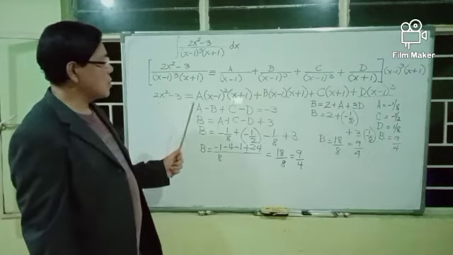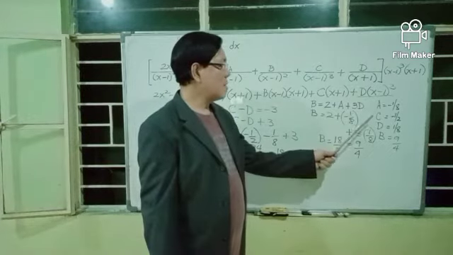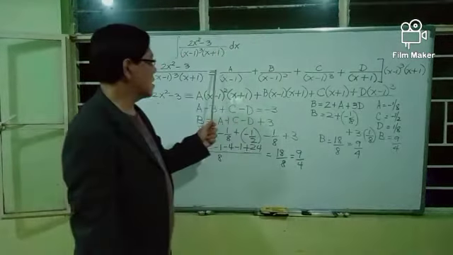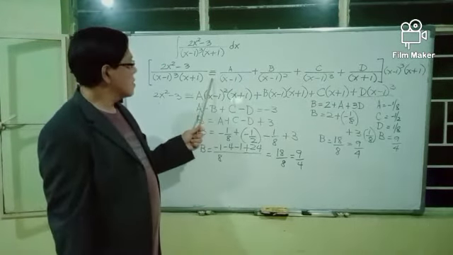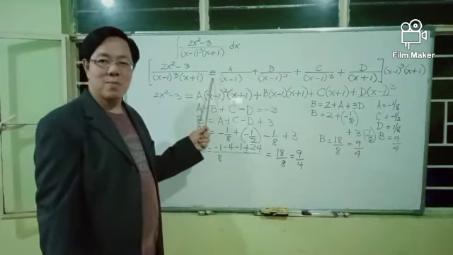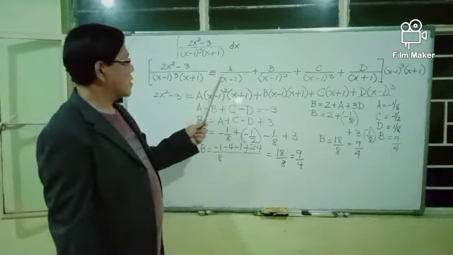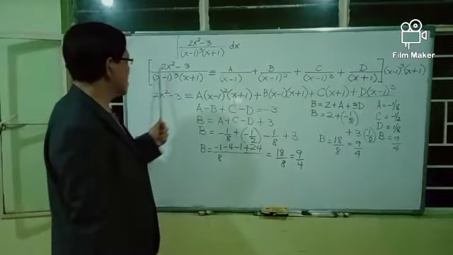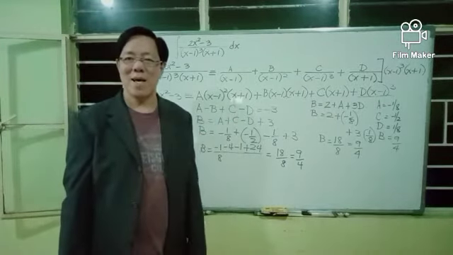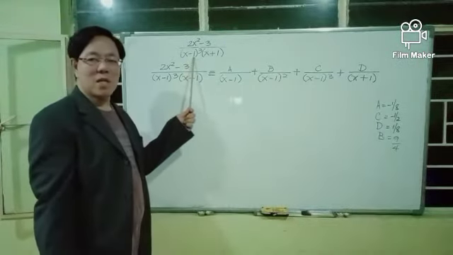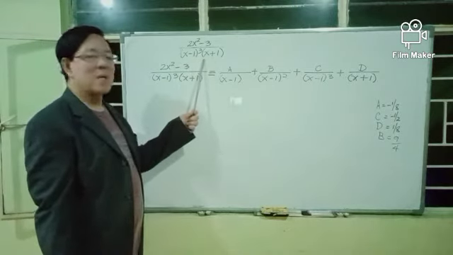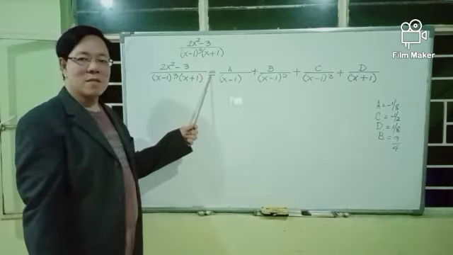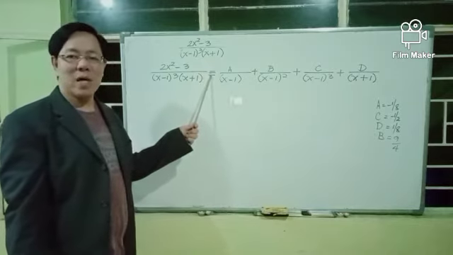We now substitute the values of a, B, C, and D to this expression, and we change this identically equal to symbol to equality. And after the substitution of the constants, we integrate both sides with respect to x. The left hand side is the same, the rational expression 2x squared minus 3 over x minus 1 cubed multiplied by x plus 1. And we change this symbol for identically equal to equality.